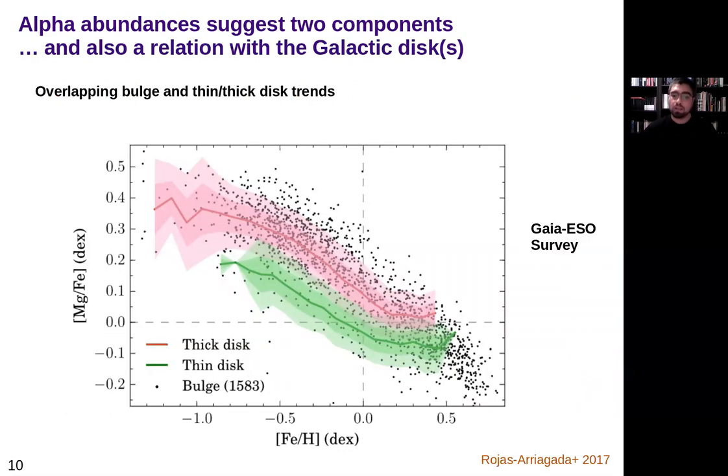But coming back to optical surveys, here data from the Gaia-ESO survey, when we compare the bulge track, here the black points, to the trends of the thick disk and thin disk, we have some qualitative comparisons in the sense that thick disk stars, here represented by the red profile, are quite consistent in locus with the bulge stars, especially for the stars with less than solar metallicity.